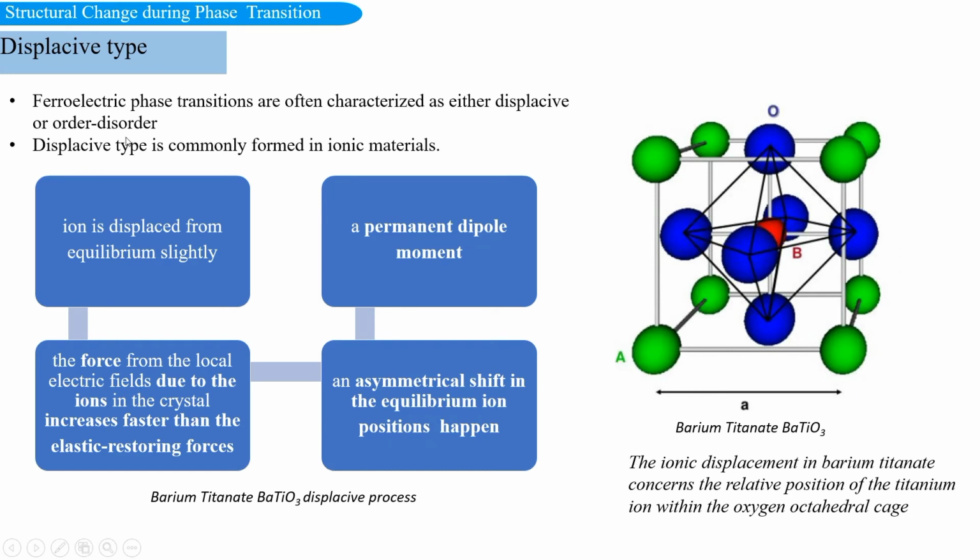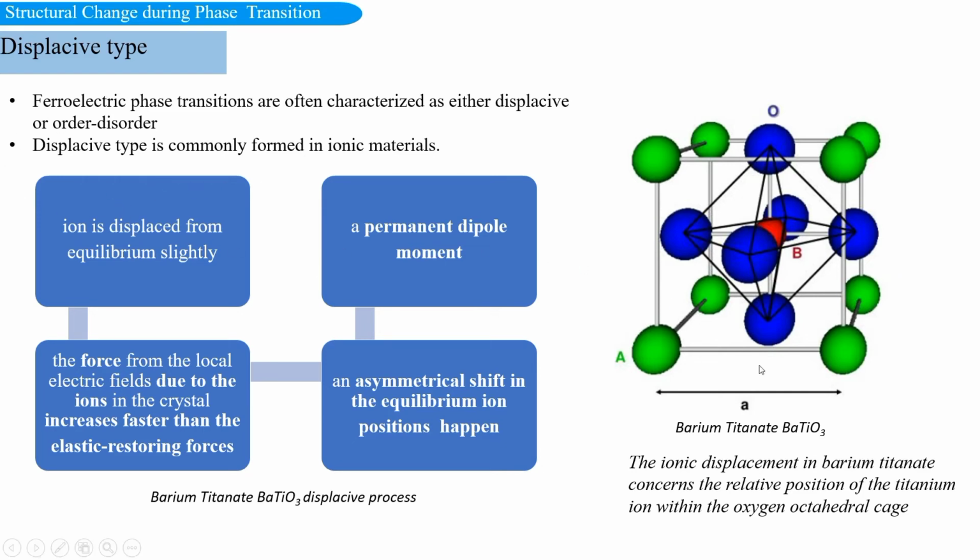Lastly, we're going to talk about structural change during phase transition. I chose the displacive type, and there are actually two different types, the other being order disorder. In this slide, I'll only be talking about the displacive type. So what is the displacive type? Displacive type is basically when the structure gets displaced. Basically, the atoms or the ions get displaced.